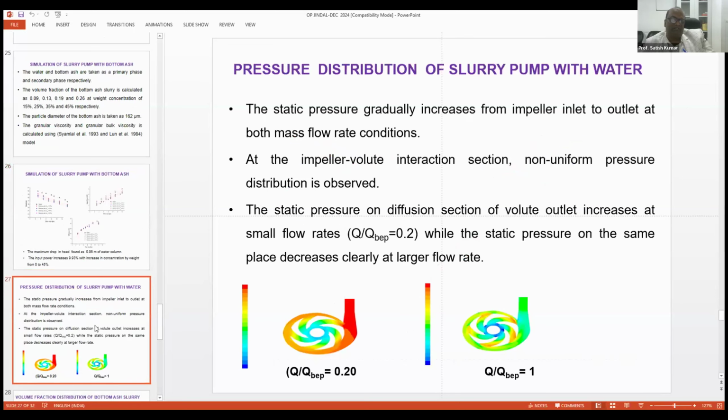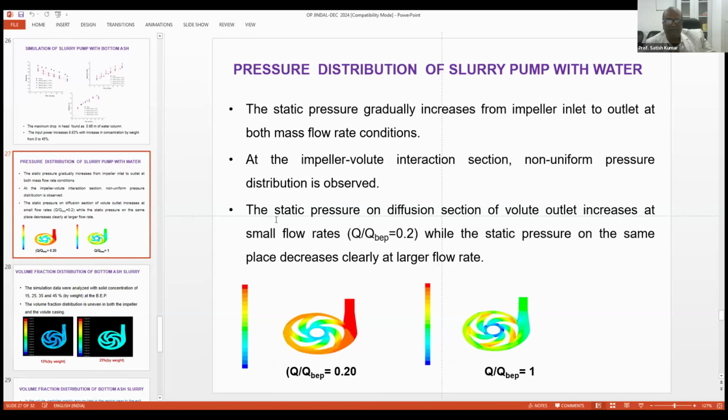This is a very important flow visualization of the pressure distribution of the slurry pump with water. Static pressure gradually increases from inlet to the outlet. At the outlet to volute intersection, at the interface sections, we are getting non-uniformity. Due to flow divergence, backflow we are also getting, and solid moves with one velocity and liquid moves with another velocity. So we have to optimize the volute section.